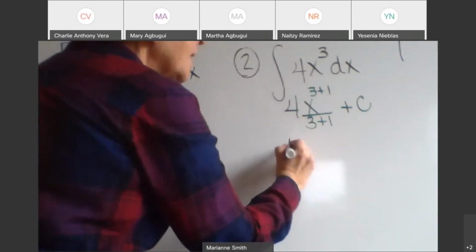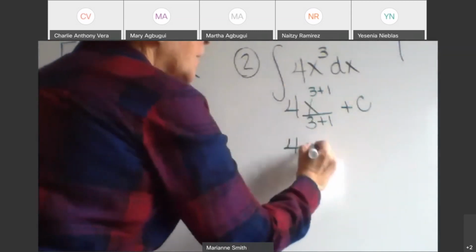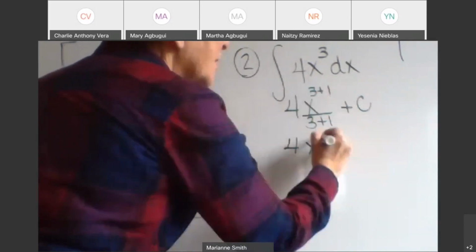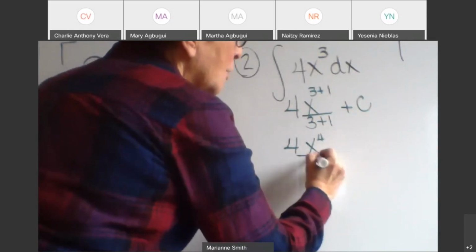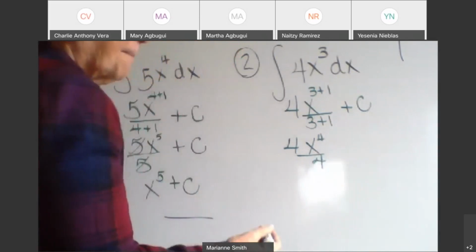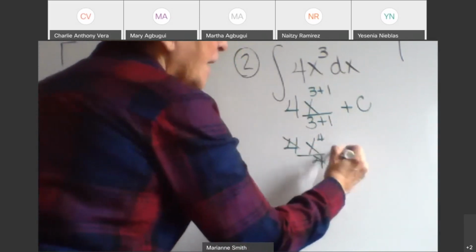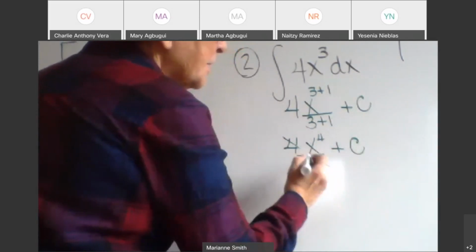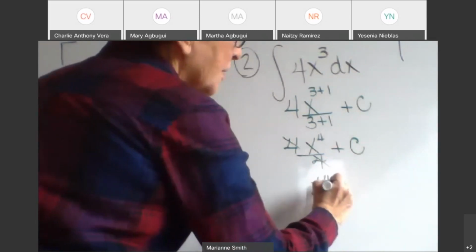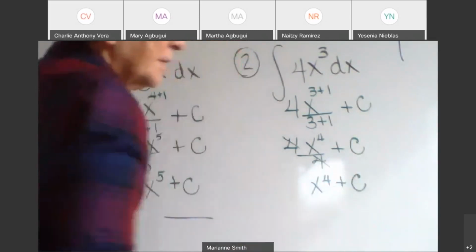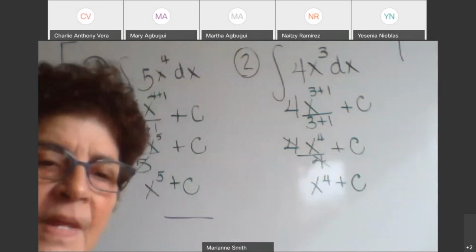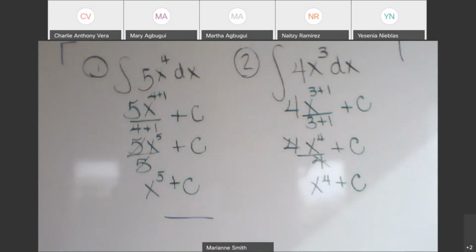Simplifying this a little, this is going to give me 4 times x to the 3 plus 1 is 4 over 4. These are going to cancel out. So I'm going to get x to the 4th plus c. Again, from looking at your chat, the majority of you were good with that. You were able to get those answers.